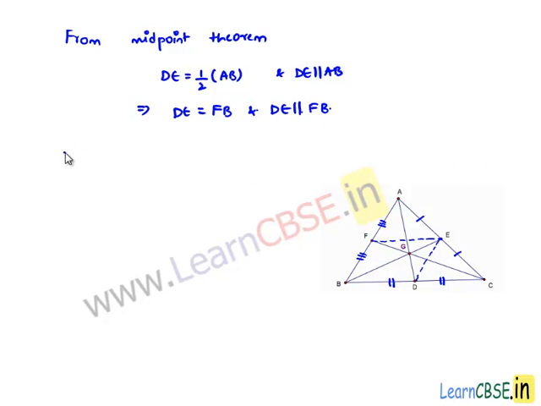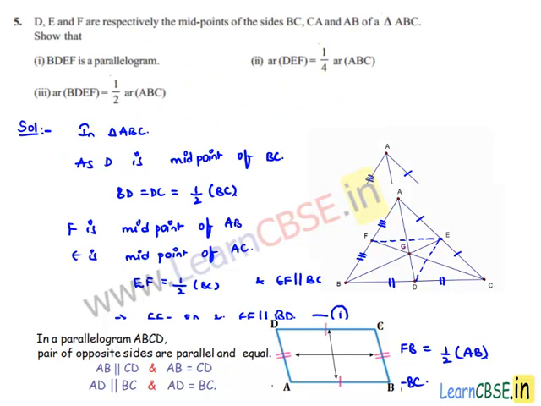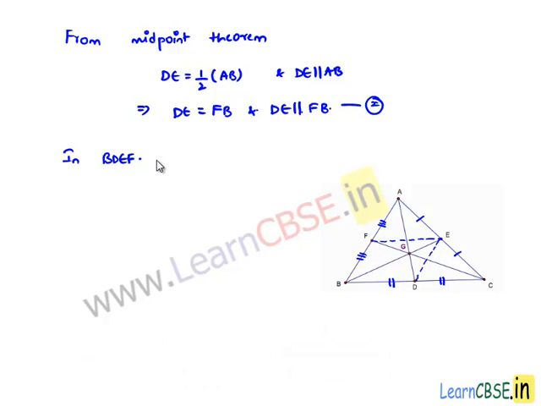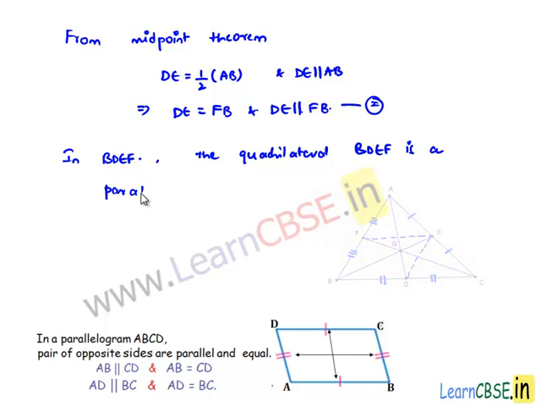Now in figure BDEF, we got that as equation number 2. From equations 1 and 2, opposite sides are equal and parallel. Therefore the quadrilateral BDEF is a parallelogram. This is what our first proof required.